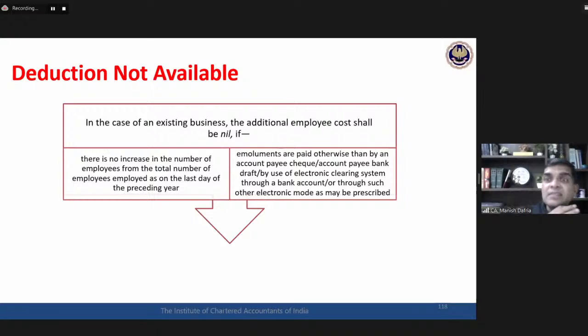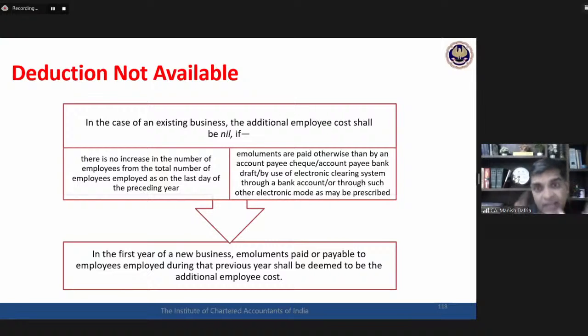Another requirement is this: if these wages, these emoluments have been paid otherwise than by way of an account payee check, account payee bank draft, or through the banking system, through online or ECS system, then these emoluments would not entitle for this 80JJAA deduction. Simply speaking, if salary or wages are paid in cash or by way of bearer check, etc., 80JJAA deduction would not be available. The payment must be by way of account payee check, account payee bank draft, or through net banking system, etc.